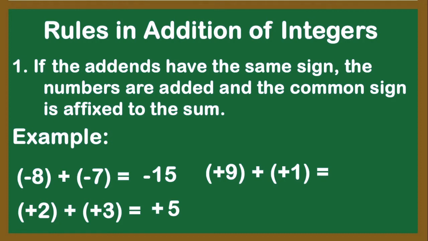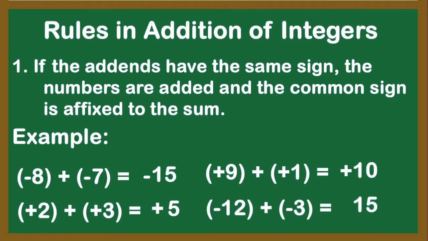Let us have positive 9 plus positive 1. We add 9 and 1, then we have 10. Affix the common sign positive, then we have positive 10. Then we have negative 12 plus negative 3. Adding 12 and 3, that is 15, and affix the common sign which is negative, then we have negative 15. So negative 12 plus negative 3 is negative 15.